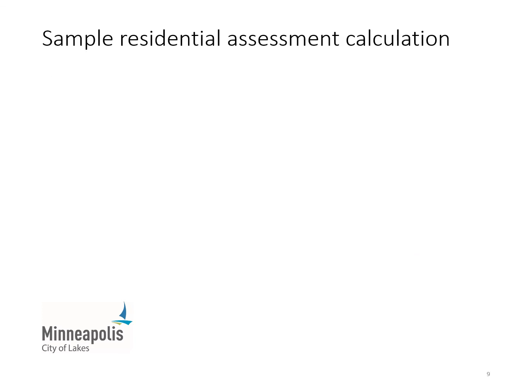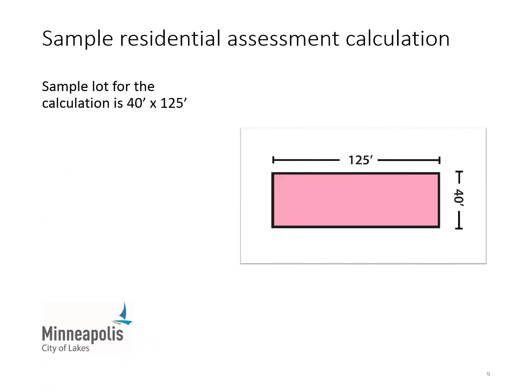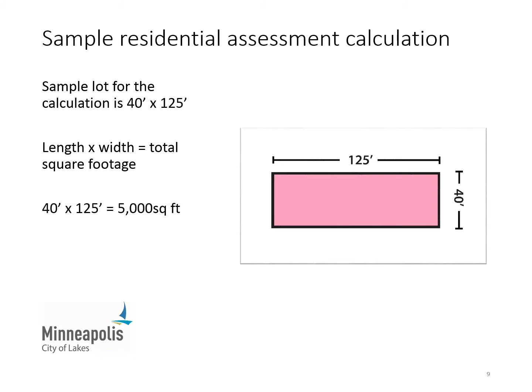This slide illustrates how your assessment is calculated using the dimensions of a standard residential lot where all of the parcel is within the influence area of the project. The total square footage is determined by multiplying the length by the width. So for this example, we'll multiply 40 feet wide by 125 feet long for a total of 5,000 square feet. This number is then multiplied by the uniform assessment rate, which is 22 cents per square foot. We'll come out with a total special assessment of $1,100 for this lot.